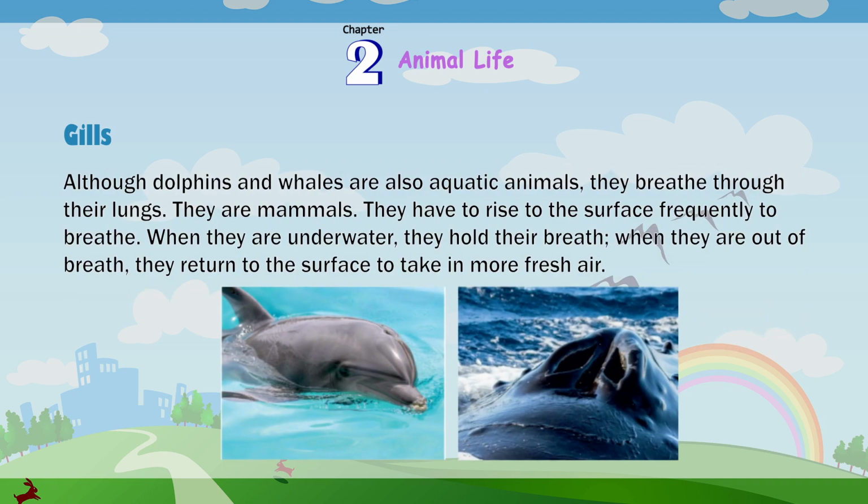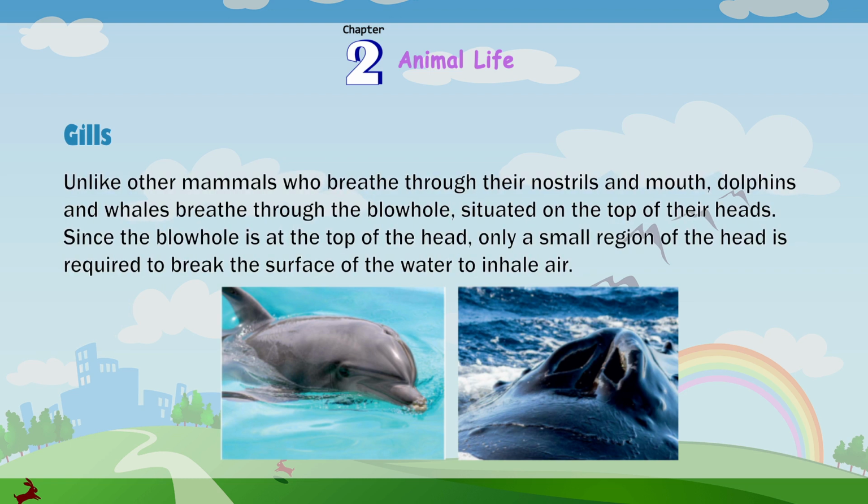Although dolphins and whales are also aquatic animals, they breathe through their lungs. They are mammals. They have to rise to the surface frequently to breathe. When they are underwater, they hold their breath. When they are out of breath, they return to the surface to take in more fresh air.